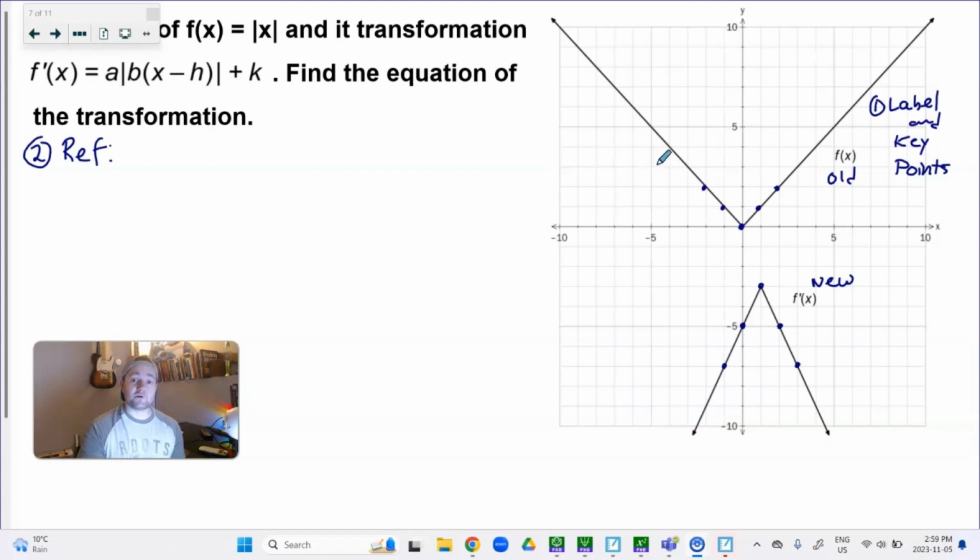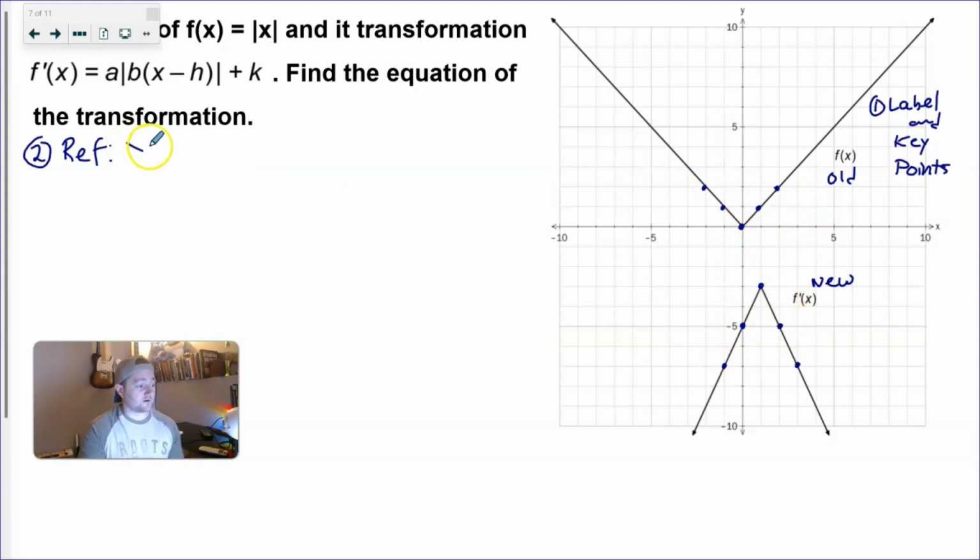But we do want to see if there's a reflection in the x-axis, if it flips over this way. So I usually look to see if it opens up or opens down. If the pointy part is pointing down, and then all of a sudden, bam, it's pointing up, it must have flipped over the x-axis. So there's a reflection in the x-axis.